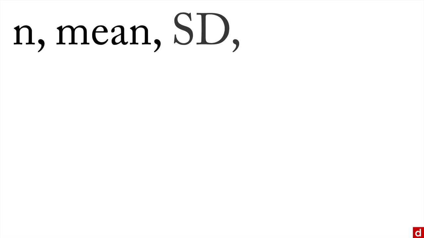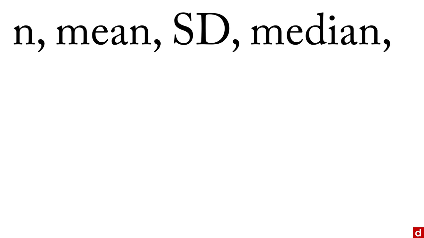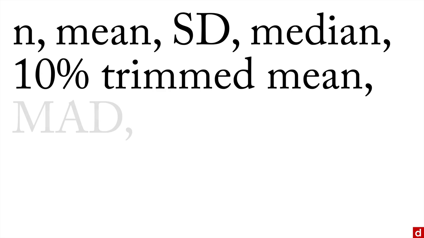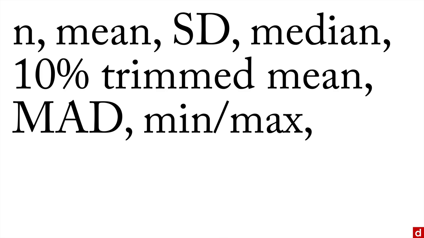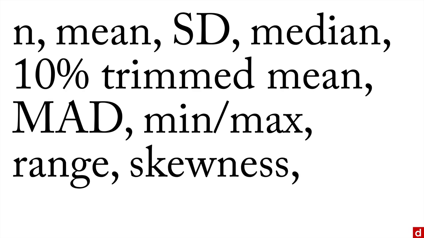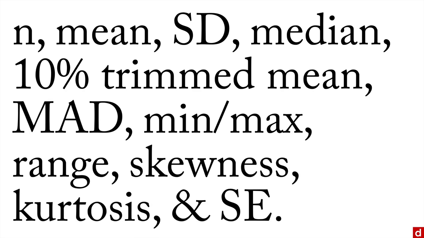Now, this is not included in R's base functionality. Instead, this comes from a contributed package. It comes from the psych package. And when you run describe from psych, this is what you're going to get. You'll get N, that's the sample size, the mean, the standard deviation, the median, the 10% trimmed mean, the median absolute deviation, the minimum and maximum values, the range, skewness and kurtosis, and standard errors.